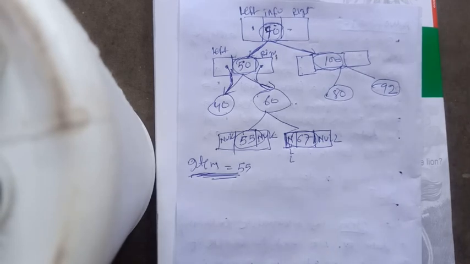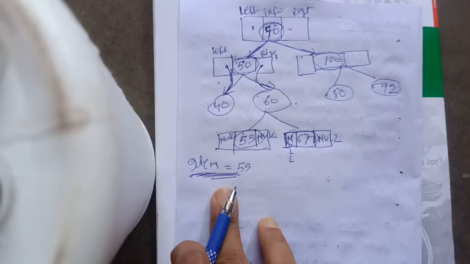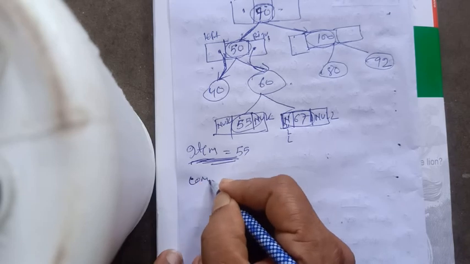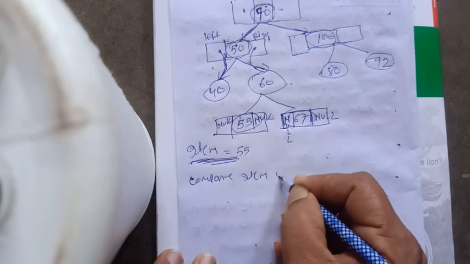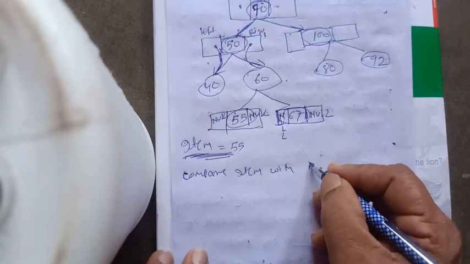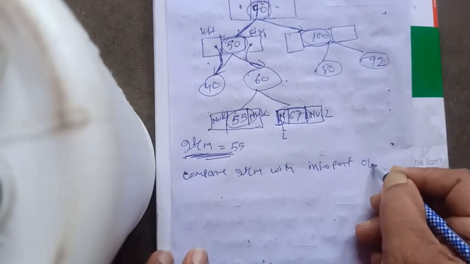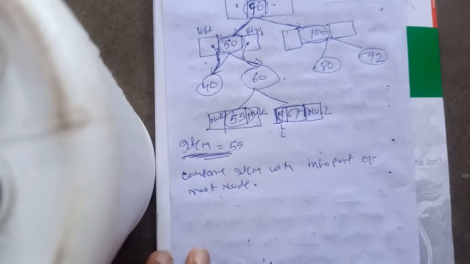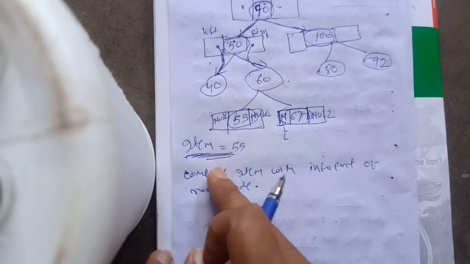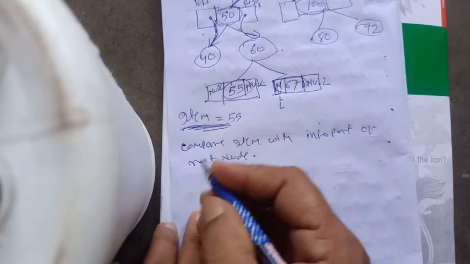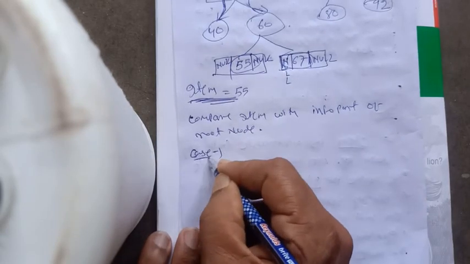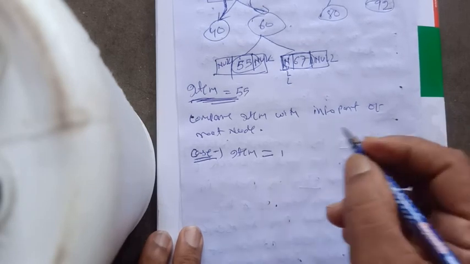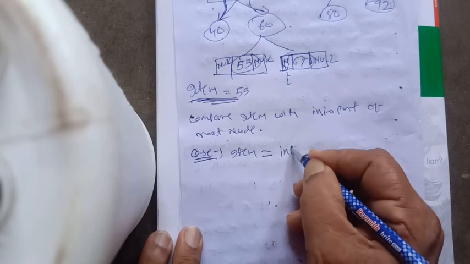First of all, this item must be compared with the data present in the root node. So we compare the item with the info part of the root node. When we compare, there will be three possibilities. Either the item is equal to the data. So there are three cases. Case 1: item is equal to the info part, info of root.